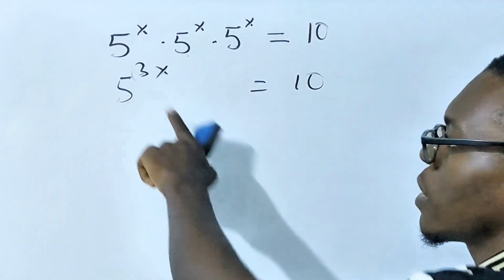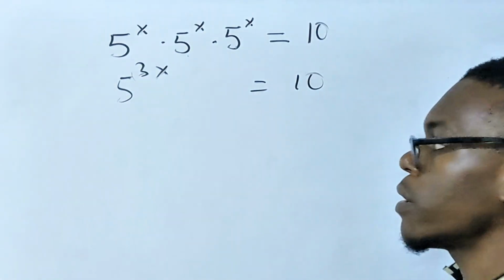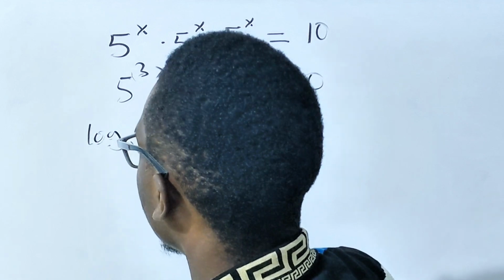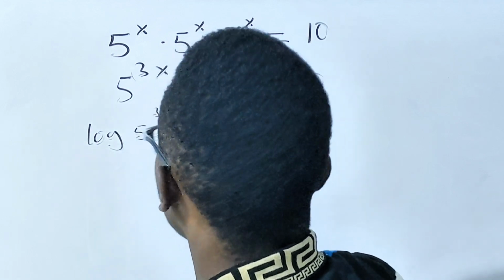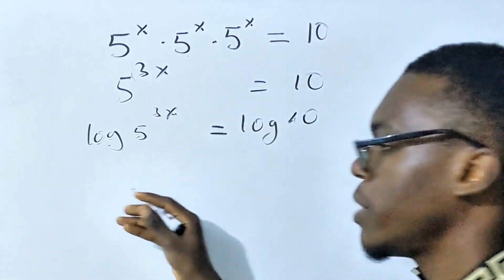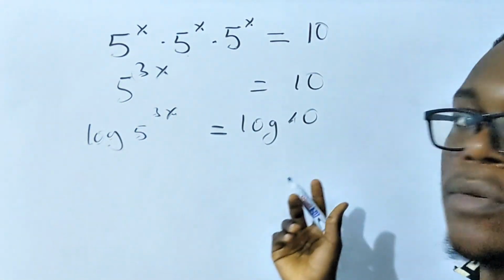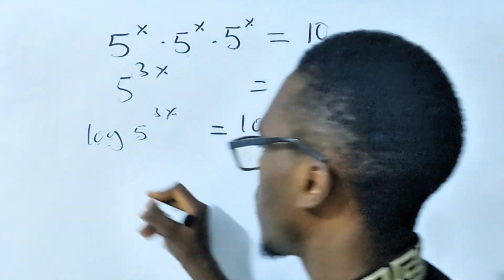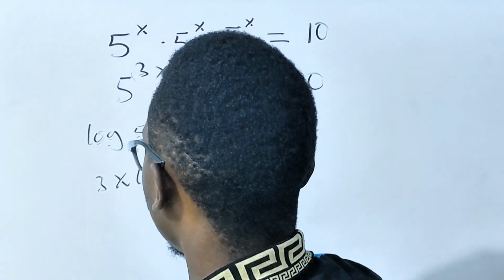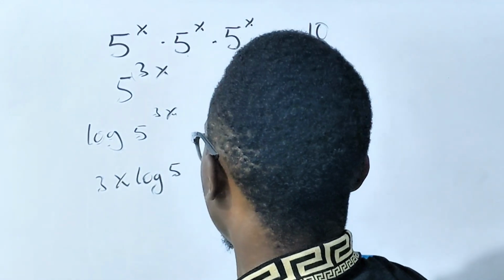To find x, you can use logarithm only. Using log, you have log of 5 to the 3x is equal to log 10. All is in base 10. We know that log 10, base 10 is equal to 1. Hence, we are going to have 3x log 5 is equal to log 10.